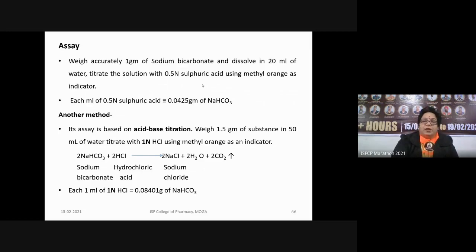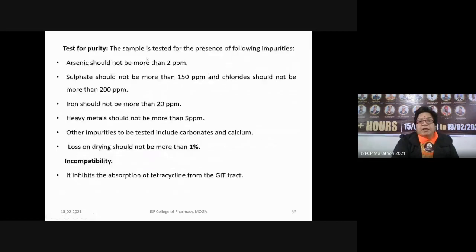Now coming to the test for purity. The sample is tested for the presence of the following impurities: arsenic should not be more than 2 ppm, sulfate should not be more than 150 ppm, chloride should not be more than 200 ppm, iron not more than 20 ppm, heavy metals should not exceed 5 ppm, and other impurities to be tested include carbonates and calcium. Loss on drying should not be more than 1%.